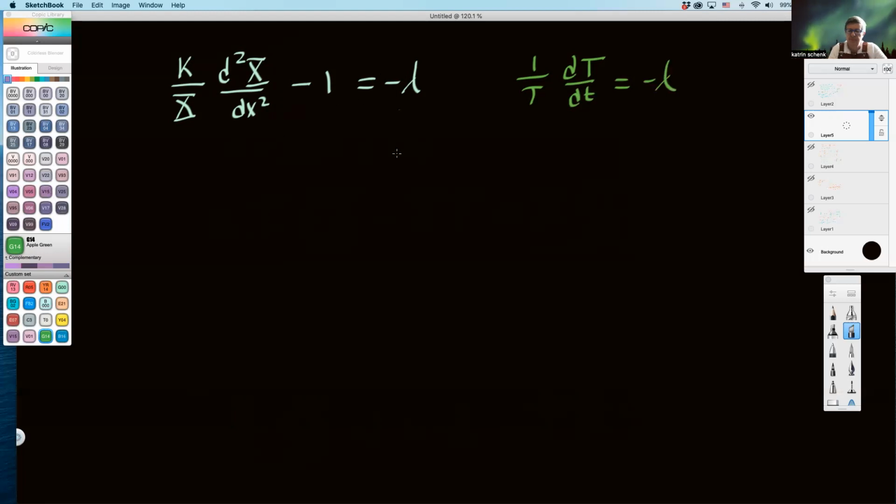Now I'm going to put this in a different form by just moving constants around. First of all, I'm going to get that 1 on the other side. So I'm going to have K over X, and then d squared X dx squared equals minus lambda plus 1, right?